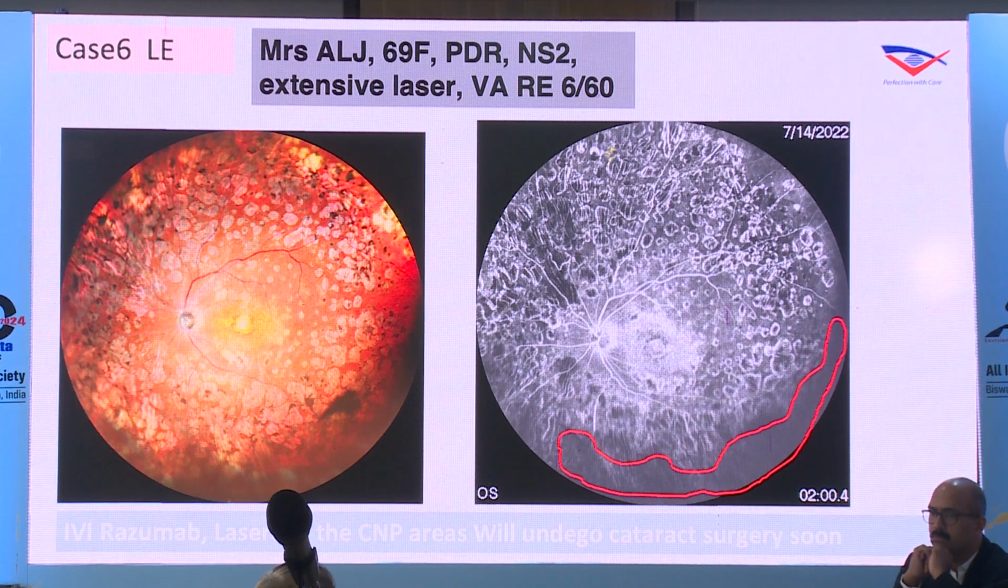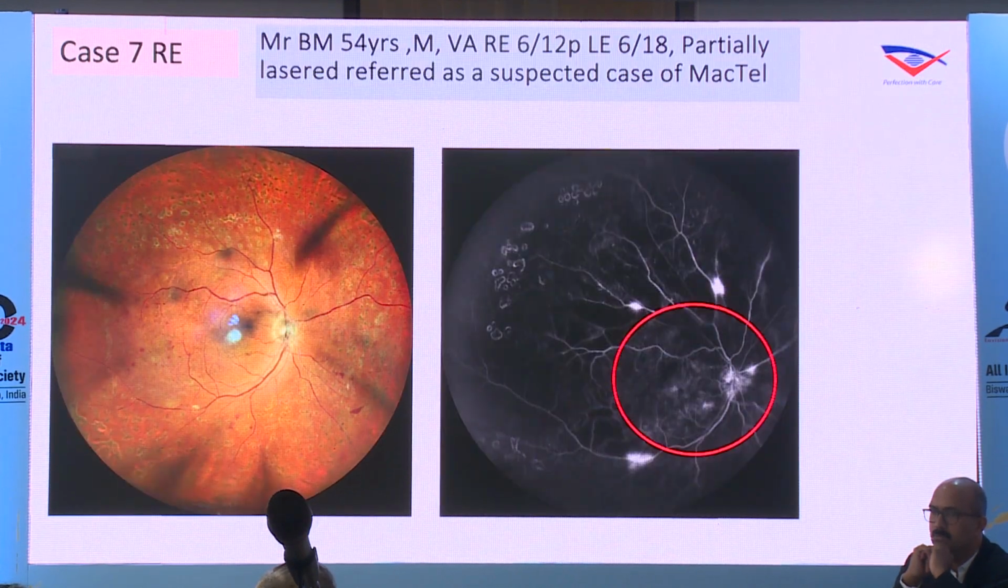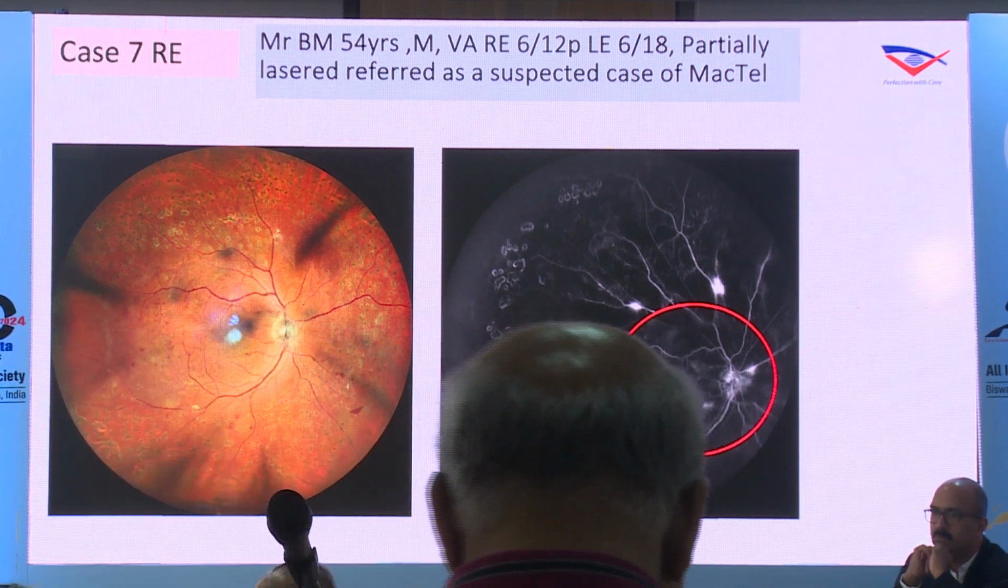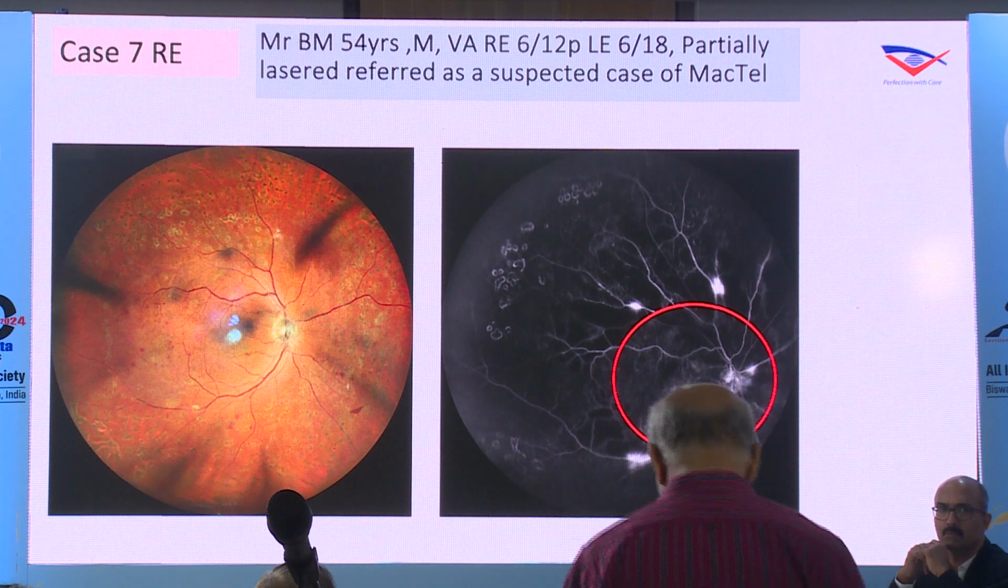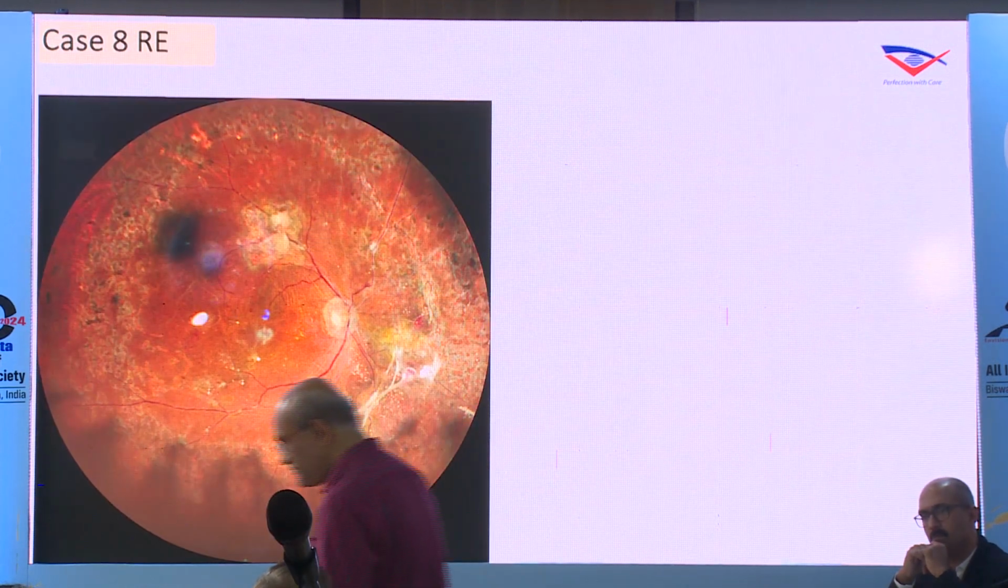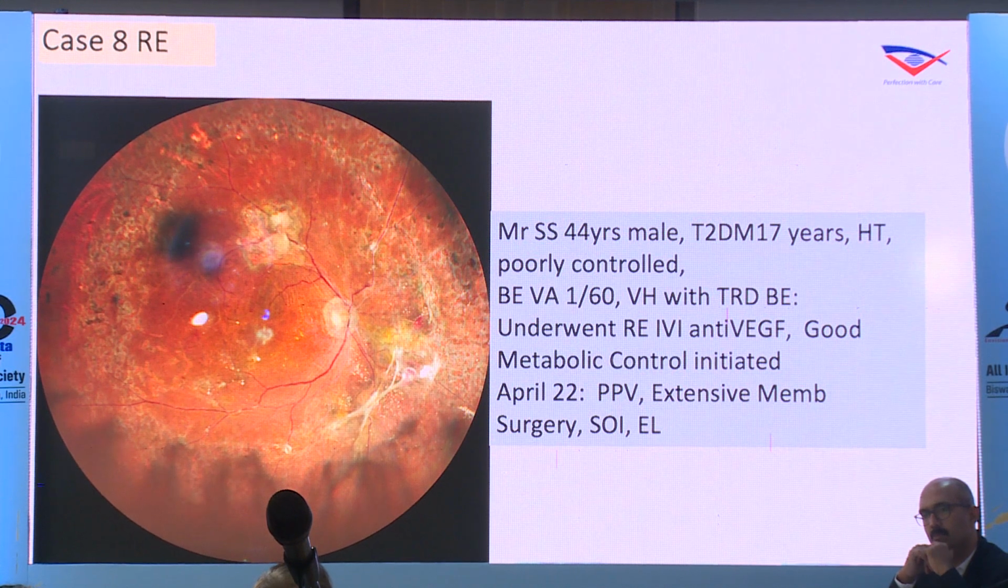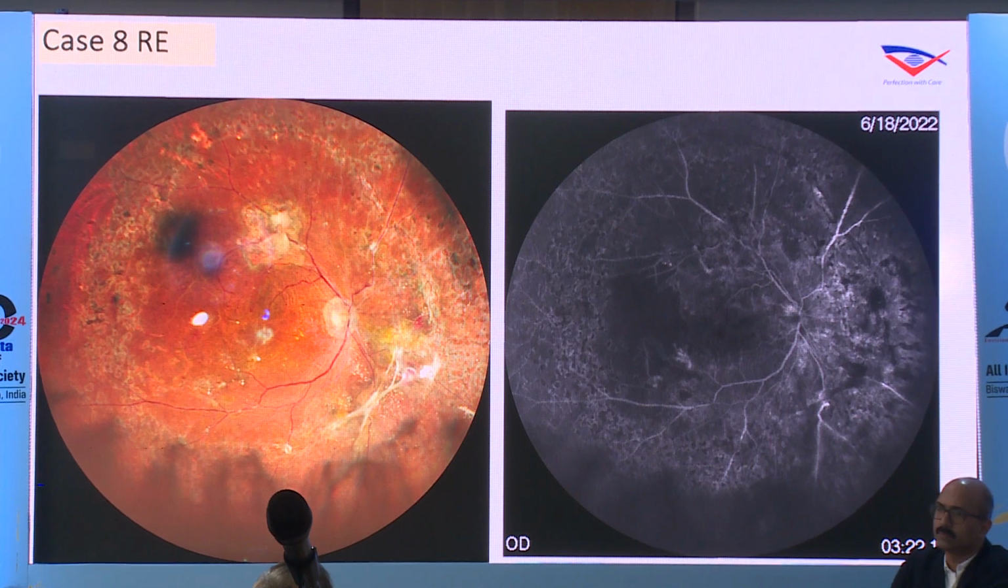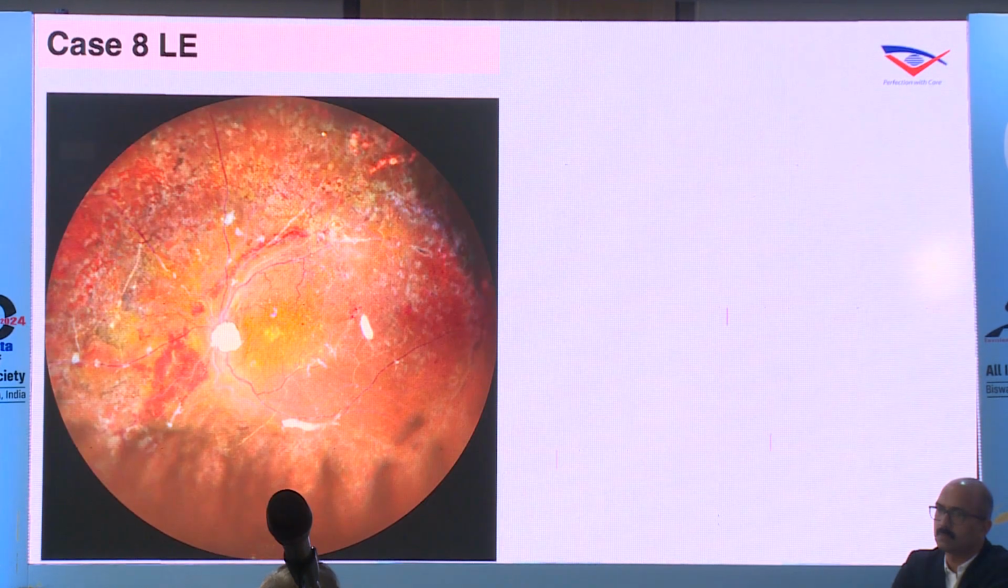Another patient, this is the area of capillary non-perfusion. This is the patient who was referred to us as a MACTEL, actually had vasculitis, large area of capillary non-perfusion. We treated the patient and did well. Another patient who is 44 years, type 2 diabetic, again had been lasered before, went ahead with intravitreal injections, good metabolic control. On April 22, did pars plana vitrectomy with extensive membrane surgery with oil injection, and this is what the patient's angiography was. The areas of capillary non-perfusion. We went ahead and lasered those areas.